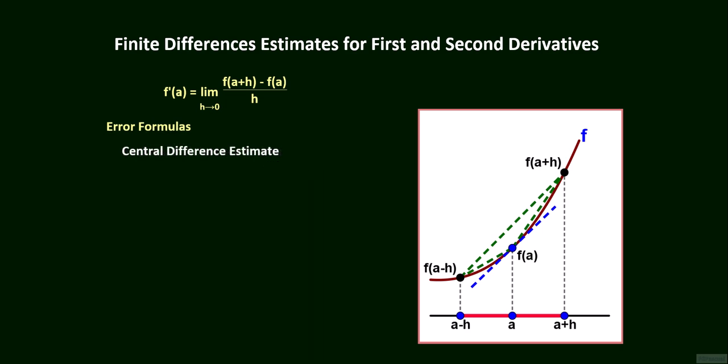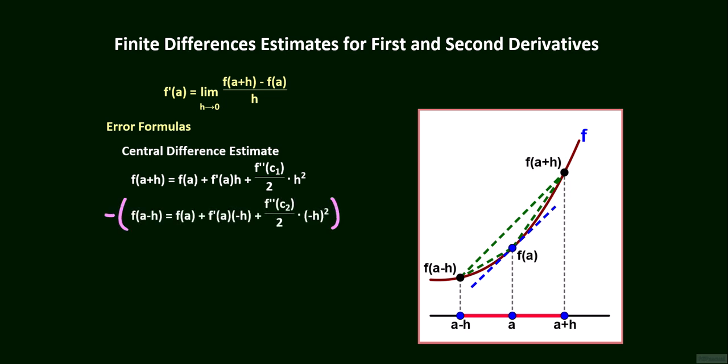For the central difference estimate, we take the Taylor equation for f of a plus h and subtract the Taylor equation for f of a minus h. F of a cancels out. H minus minus h is 2h. So we have 2 times f prime of a times h on the right side, along with the difference between the two error terms.